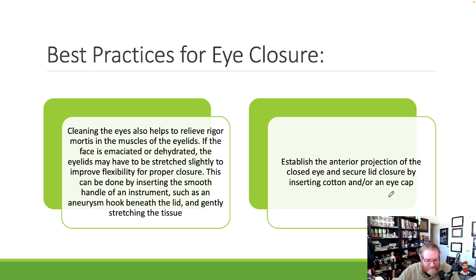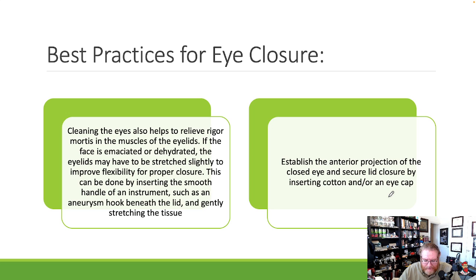If the face is emaciated or dehydrated, the eyelids may have to be stretched slightly to improve flexibility for proper closure. This can be done by inserting the smooth handle of an instrument, such as an aneurysm hook, beneath the lid and gently stretching the tissue. If you have to go to the more nuclear option, you can take a scalpel and cut away some connective tissue, and then you have to recontour the eye. I've had to do that a couple of times, but realistically, in the vast majority of cases, just take the handle of an aneurysm hook or some other blunt device, run it through the inside to help break a little bit of that rigor, and your eyelid will be fine.